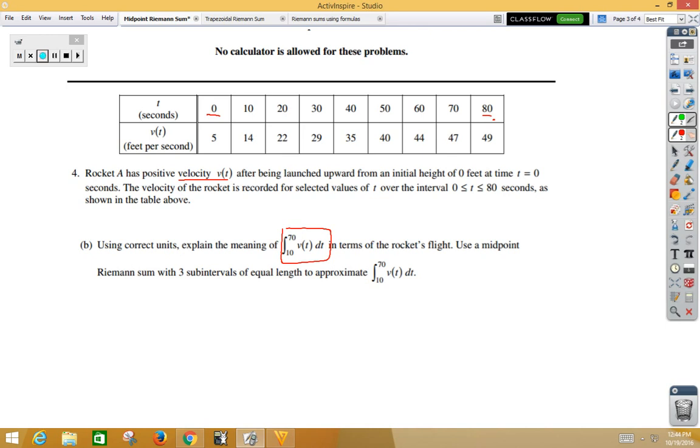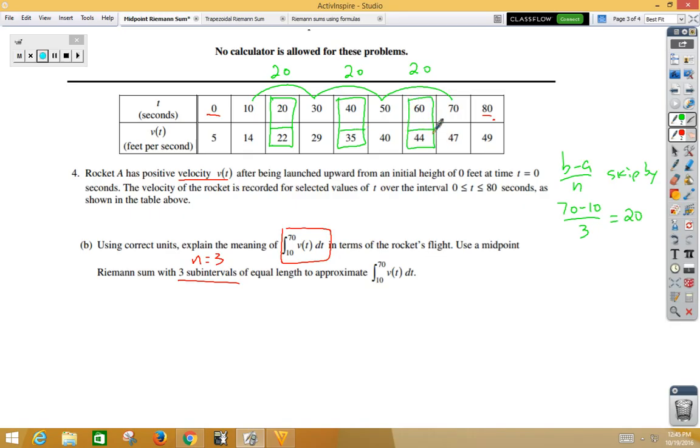We should start by looking at how many subintervals there are. There are 3, so n is 3. Remember, b minus a over n is what you're going to skip by. So if we go 70 minus 10 over 3, we're skipping by 20s. We would start at 10 and go to 30, 30 to 50, 50 to 70. Those are all skipping by 20s. We got a midpoint Riemann sum, so the midpoint is 20. So we would use 22, we would use 35, and we would use 44 because those are the midpoints.